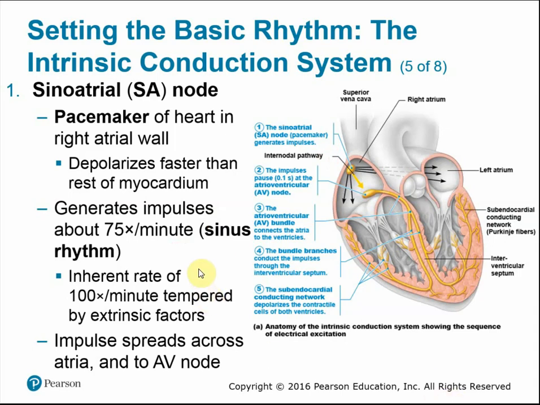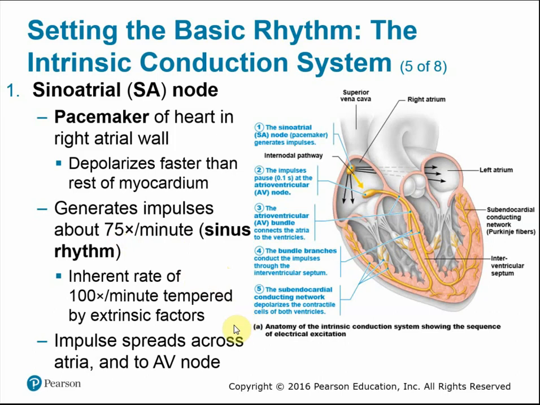The inherent rate of the SA node is naturally 100 impulses per minute, but the extrinsic factors of the parasympathetic nervous system are going to keep it dampened down a little bit to 75. But in certain situations, say in a fight or flight situation, we are able to increase the number of impulses per minute by stimulating the sympathetic nervous system.